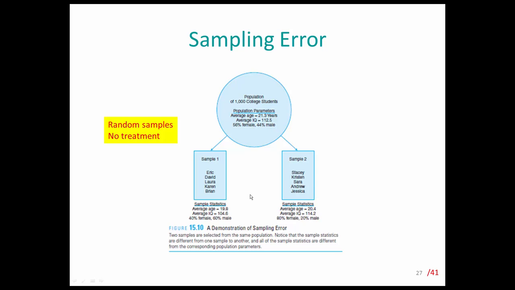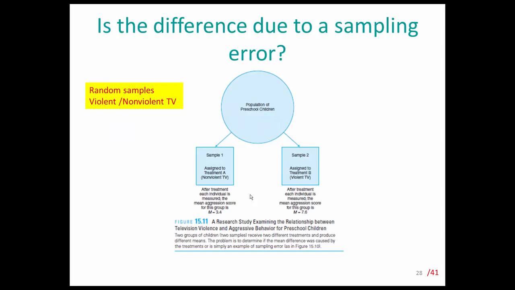Although the sampling is random, as you see, the average age and the average IQ are not the same in those two samples. That's what we call sampling error. In inferential statistics, our main job is to see how much of the difference between two samples is due to random error or sampling error, and how much of the difference is due to a difference in treatment.